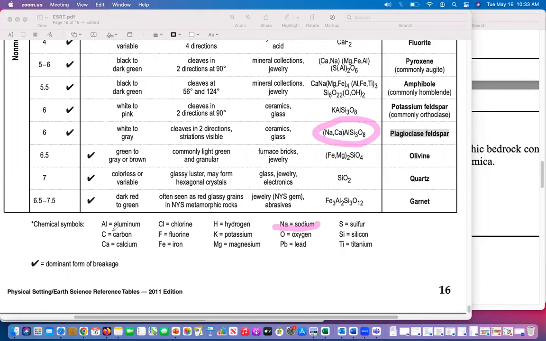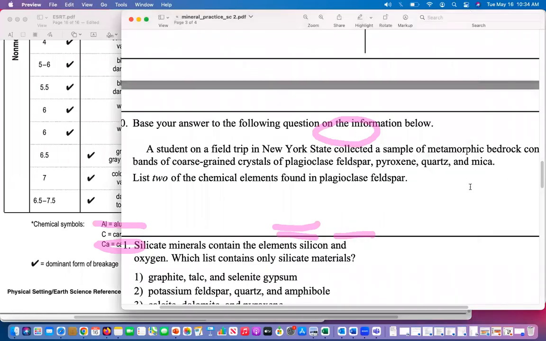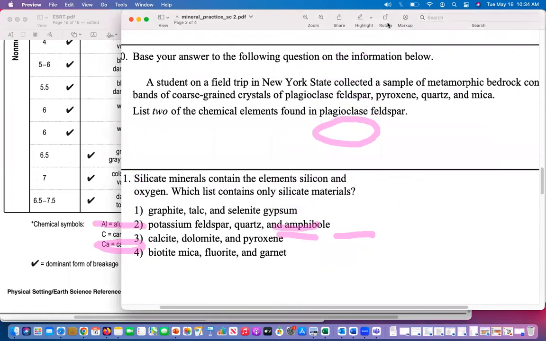I see Ca, calcium. I see Al, aluminum. I see Si, silicon. I see O, oxygen. So any 2 of these would be a correct answer: aluminum, calcium, sodium, oxygen, or silicon. Any of those would be correct for number 10. All right, let's keep moving to number 11.